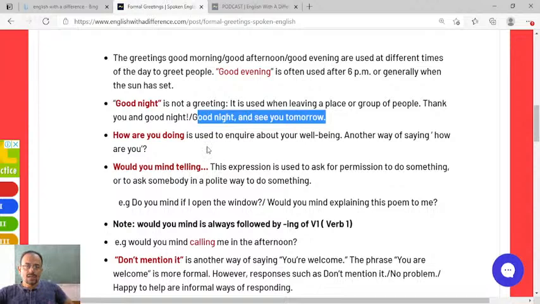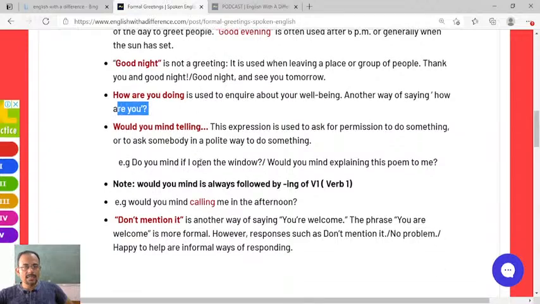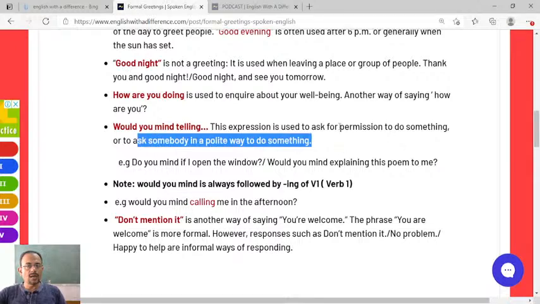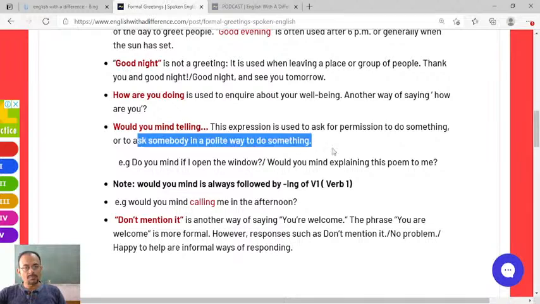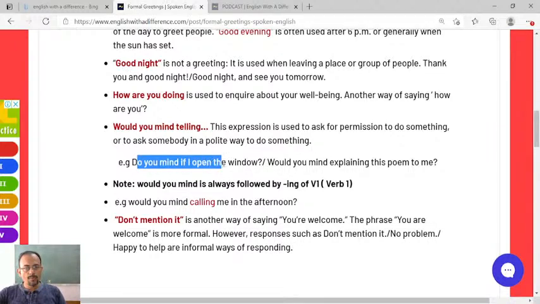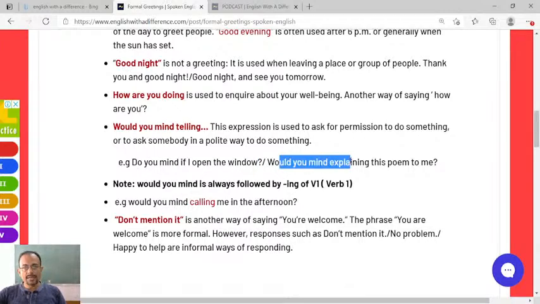How are you doing? How are you doing is used to inquire about your well-being. Another way of saying how are you. Would you mind telling? I already explained you. It is an expression to be used for two occasions. Would you mind is used for asking for permission or to ask somebody in a polite way to do something. Like for example, do you mind if I open the window? So you are asking for permission. Or would you mind explaining this point to me? This is to ask somebody in a polite way.